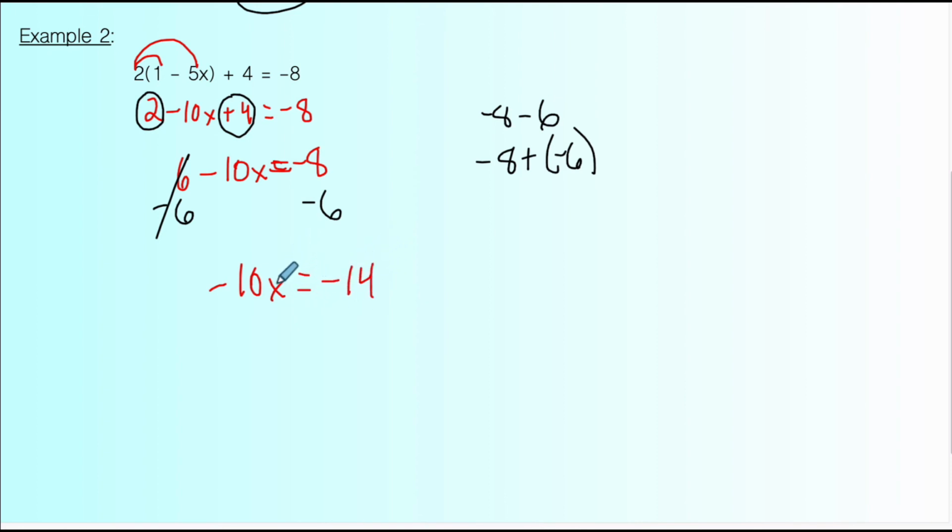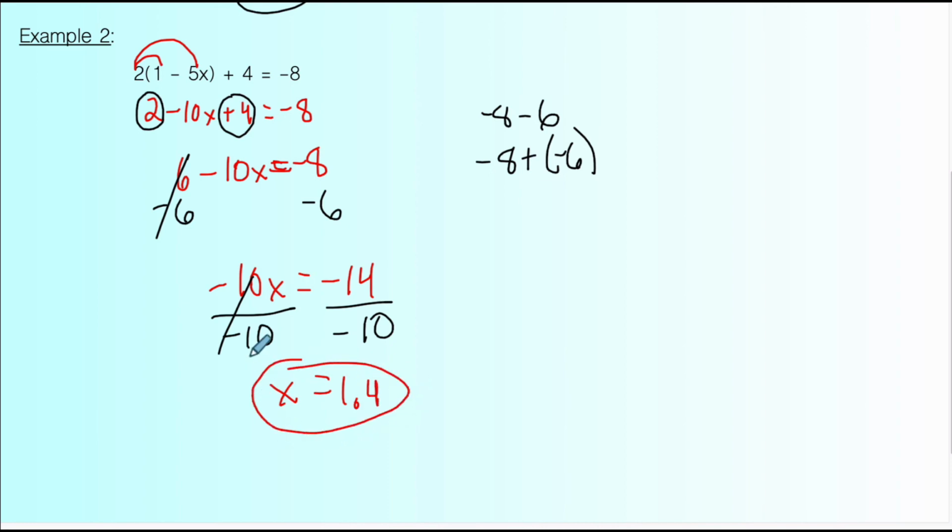And then my last step here is, if this is negative 10 times x, I'm going to divide by negative 10. And I'm going to divide by negative 10 over here. And so I'm left with x is equal to, negative divided by a negative is a positive, and 14 divided by 10 is 1 and 4/10. So my final solution to this problem should be x is equal to positive 1 4/10.